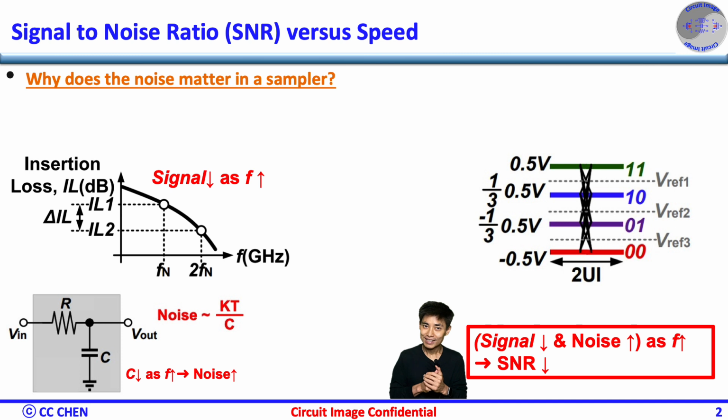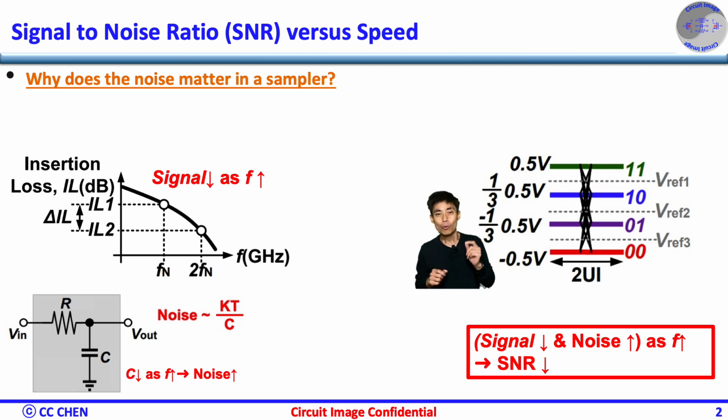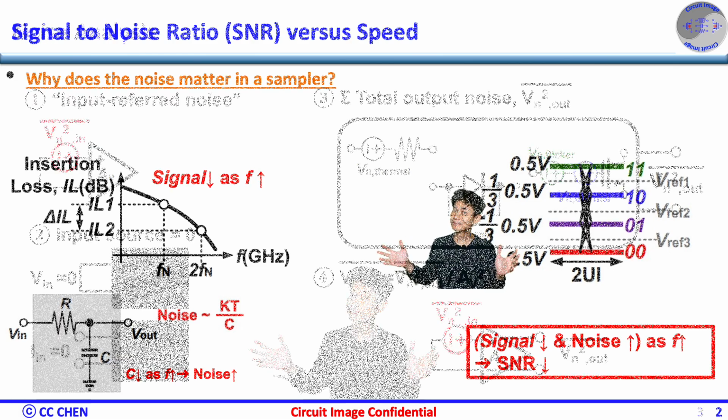Therefore, we probably don't care about the sampler noise a lot while the data rate was 5 gigabit per second, but we need to be very careful when we start working at 32 gigabit per second PCIe Gen 5 or beyond 112 gigabit per second PAM4 SerDes. Do you have any idea of the noise analysis for a sampler?